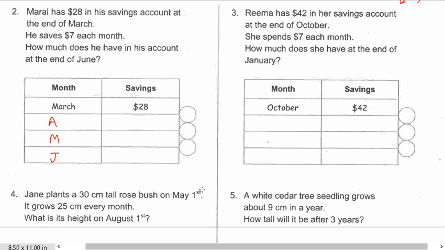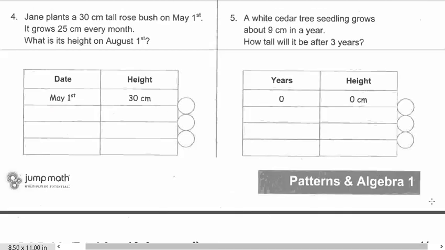Rima has $42 in her savings account at the end of October. She spends $7 each month. How much does she have at the end of January? So again, you need to know your months: October, November, December, and then the new year, January. And you have to continue the pattern for her spending.